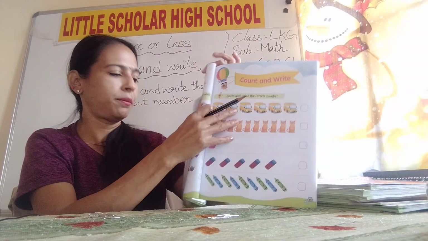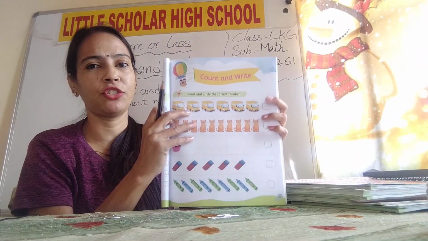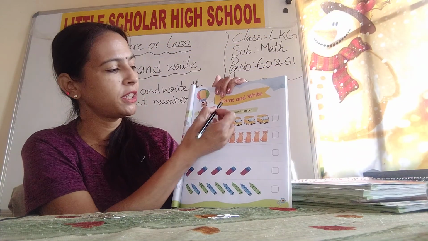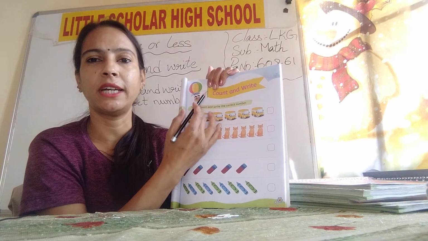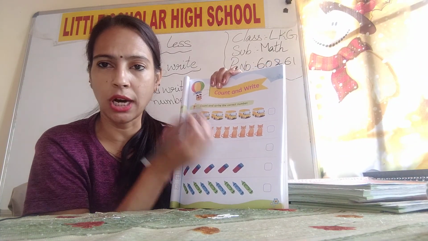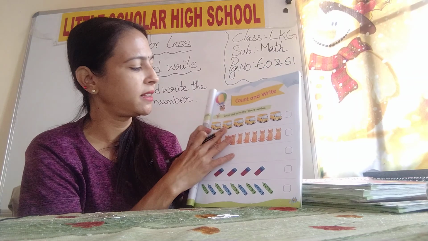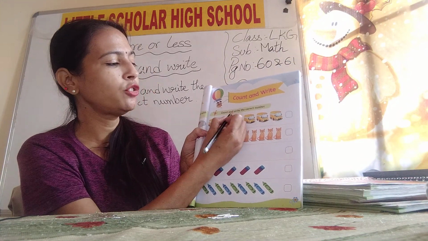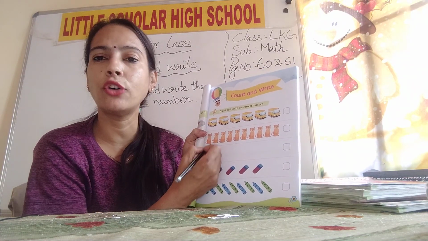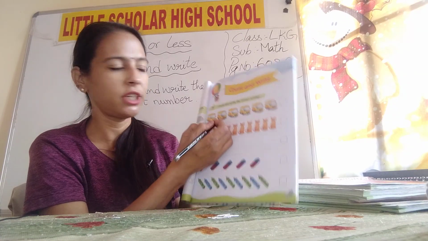Now the next one, page number 61. What is it? The heading is count and write. That means we need to count and then write the number. That is, count and write the correct number. So how do we count it? It is counted like this.